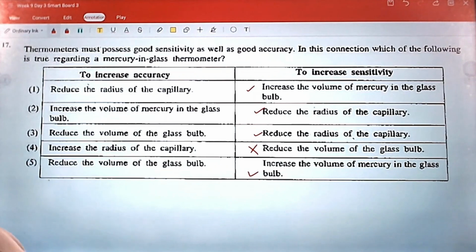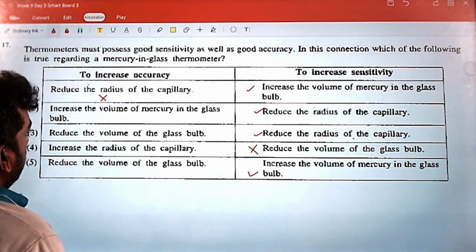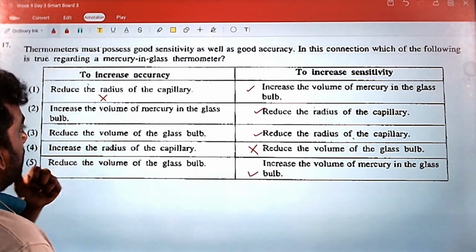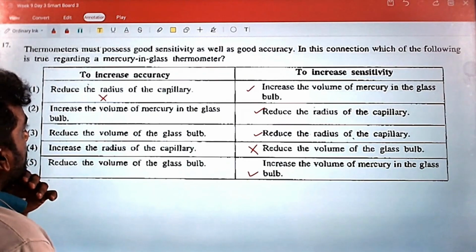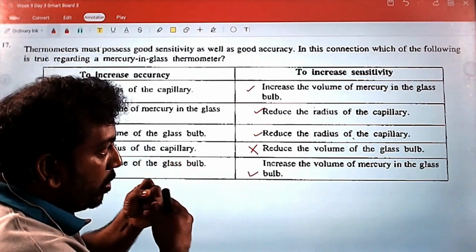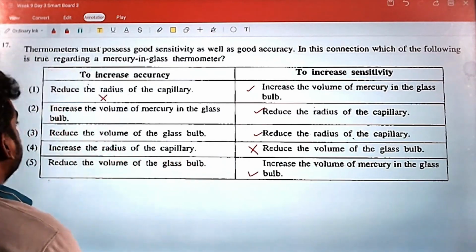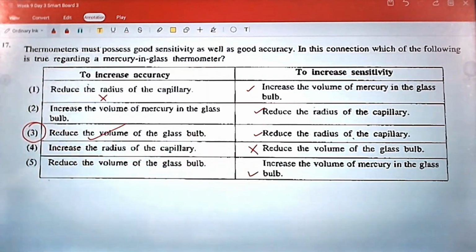Reduce the radius of the capillary. This won't come. Increasing the volume of mercury in the glass bulb means technically increasing the volume of the bulb. Reducing the volume of the glass bulb: if you reduce the volume of the glass bulb, it will quickly absorb heat and expansion will take place. So this is correct. I think both are correct. The answer is answer number 3.